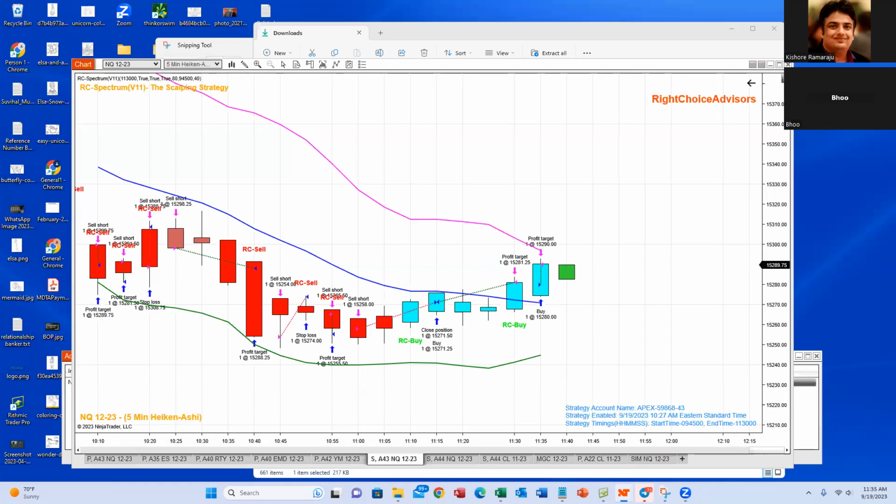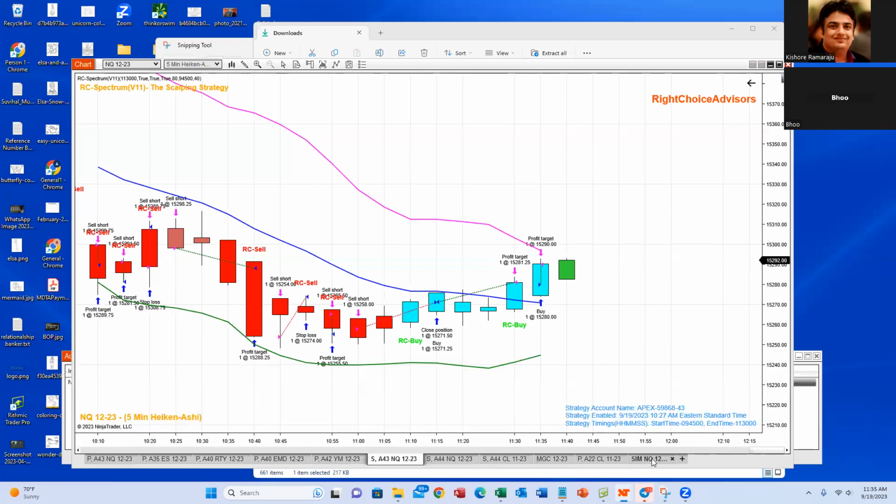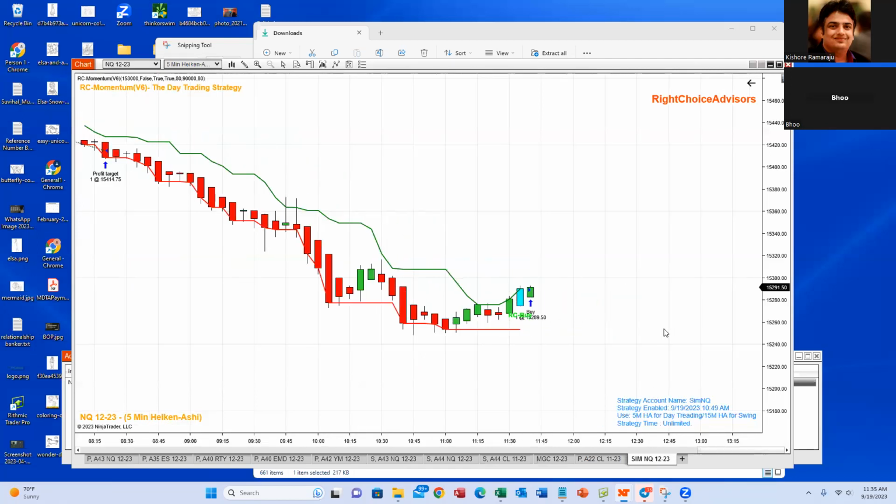Order submitted. So 15290 is done. Whenever it goes to 15300, we may see a reversal again. Yeah, Kishore garu, momentum started a buy now. Okay, cool, that is a good sign. If momentum goes to a buy, that means there will be, yeah.